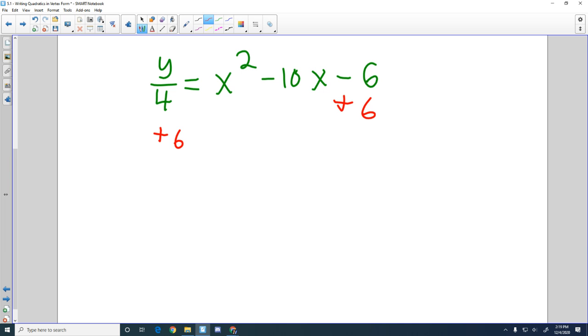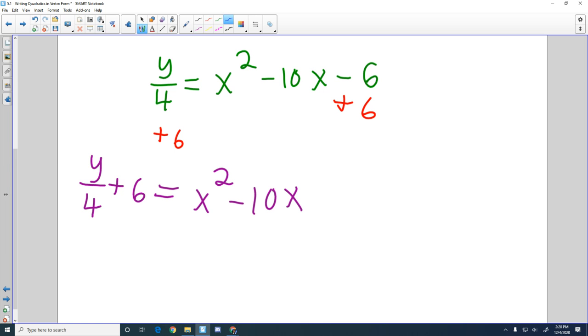Do I add the 6 to the 4 that's on the left, or did I just write it separately? You wrote it separately. Good. Yeah, because I've got y over 4 plus 6. The left side should look kind of like this. All right, y over 4 plus 6 equals x squared minus 10x.